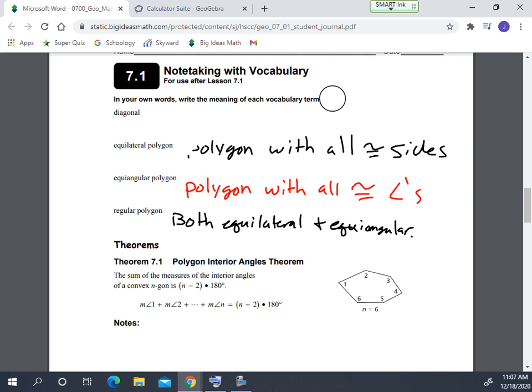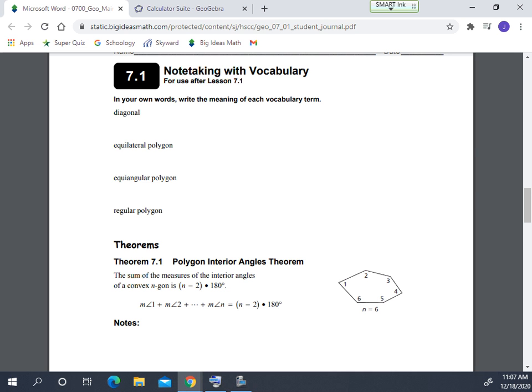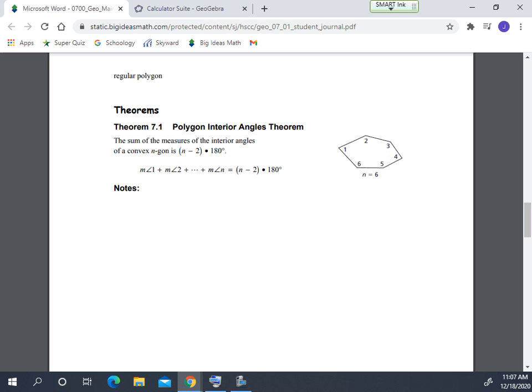Let's get into some extra practice down here. Here we go. It's our rule. They just have n minus 2 times 180. I did 180 times n minus 2. Doesn't matter. Multiplication is commutative. You can use it either way you want.